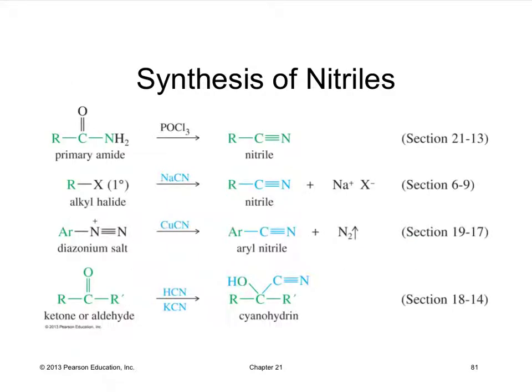So in terms of synthesis of nitriles, you can take a primary amide and react it with POCl3 or P2O5, as we've shown before. That'll generate the nitrile. Here's an alkyl halide with sodium cyanide to generate the nitrile. Here's the diazonium salt with copper cyanide to generate the aryl nitrile and nitrogen gas. And then ketones or aldehydes you can react with HCN or KCN, which will generate the cyanohydrin.